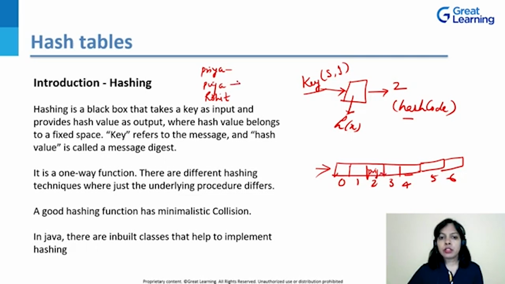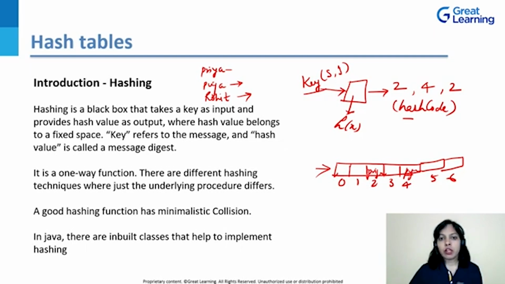Then there is another student named Pooja. It will be passed to the hash function, and suppose it produces the hash code 4. At the fourth location we'll store Pooja. Now next is Rohit. Rohit is passed to the hash function, and the hash code it produces is again 2. But at the second location the information about a student named Priya is already stored. So where will Rohit be stored? This complete situation is called a collision. And a good hashing function should avoid this collision situation.